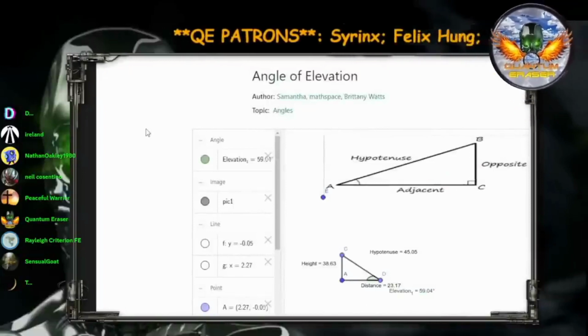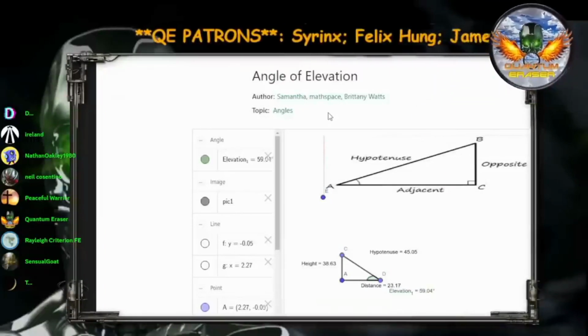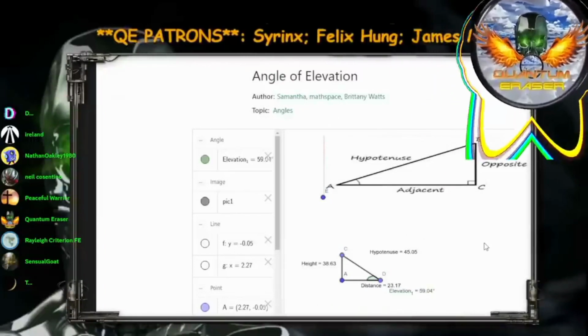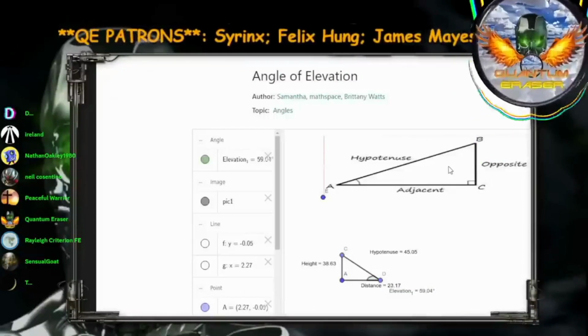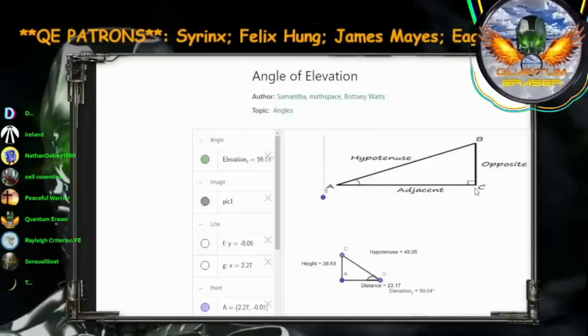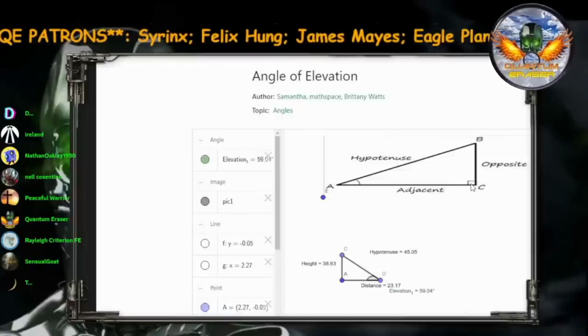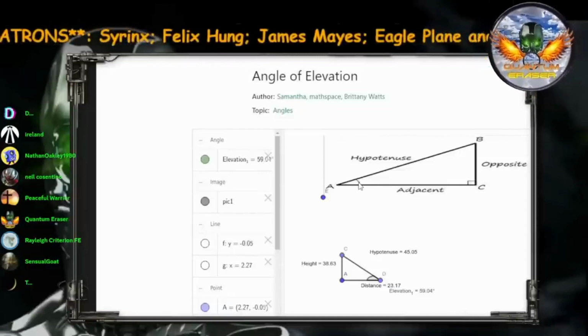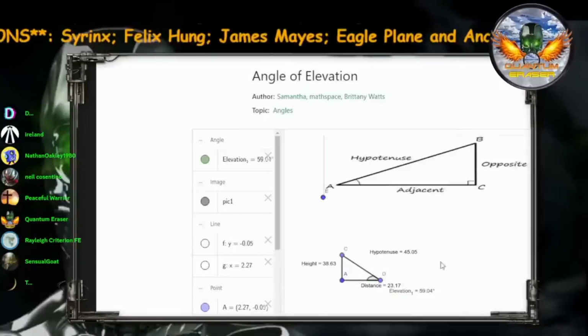GeoGebra, angle of elevation. I don't know there, Hanoi. This looks like a right angle triangle to me. Look, there's the 90, eh? And there's the elevation angle over there. You're toast.